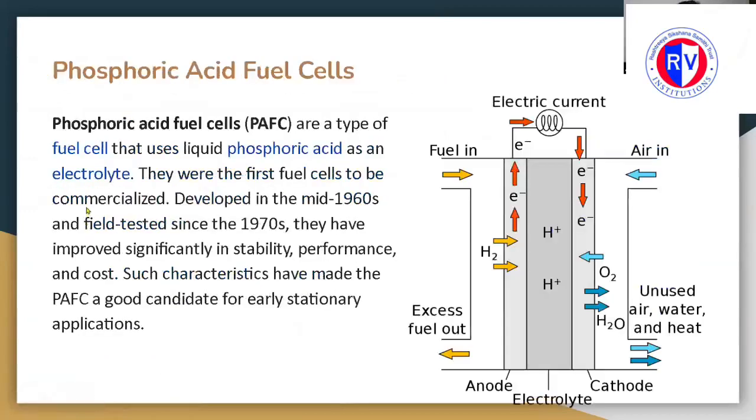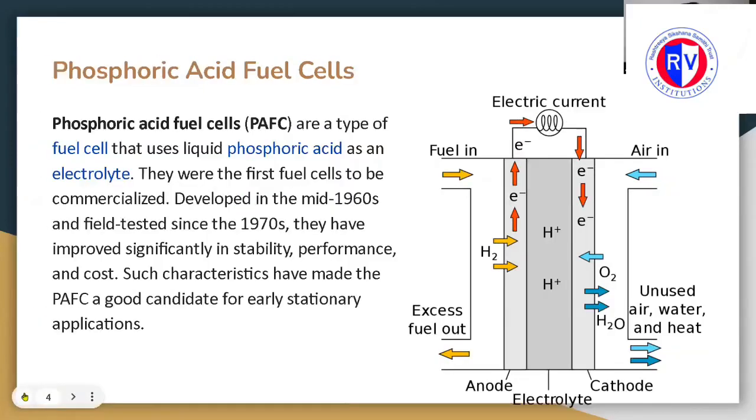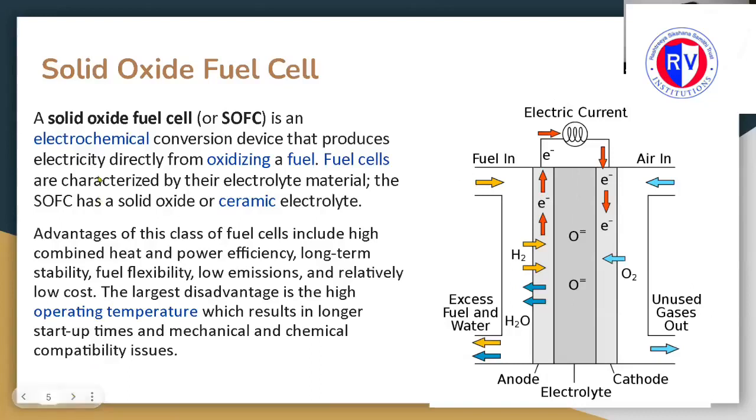Phosphoric acid fuel cells. Phosphoric acid fuel cells are the types of fuel cells that use liquid phosphoric acid as an electrolyte. They were the first fuel cells to be commercialized, developed in the mid 1960s and field tested since the 1970s. They have improved significantly in stability, performance, and cost. Such characteristics have made the PAFC a good candidate for early stationary application.